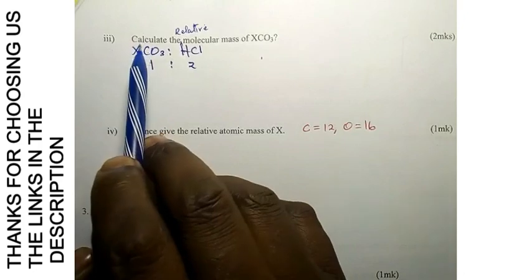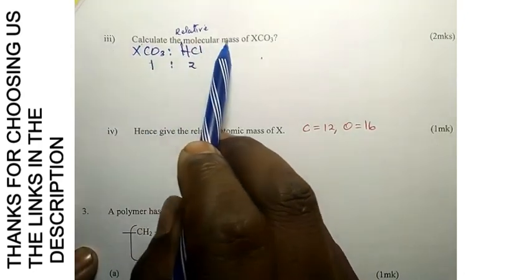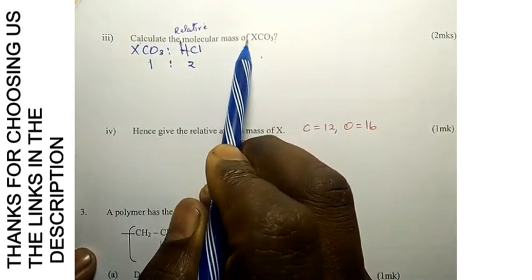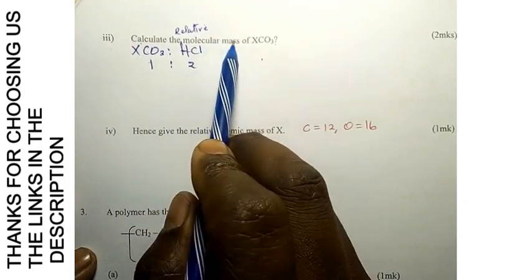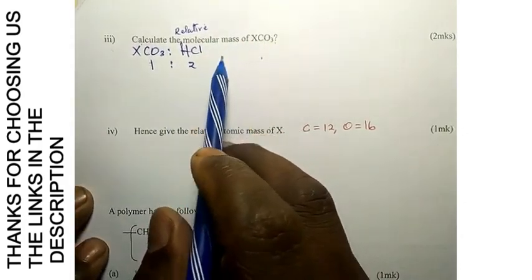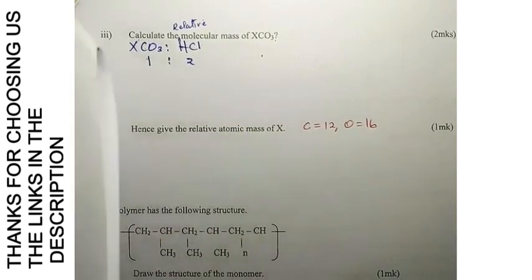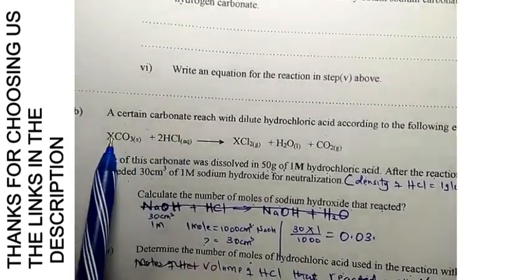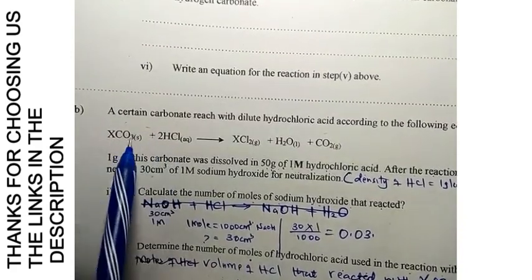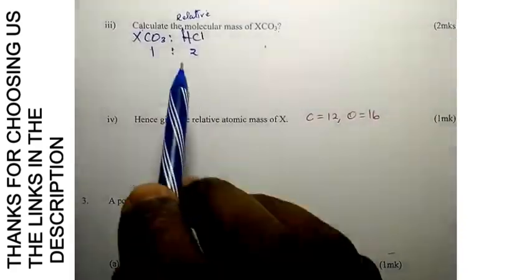Next question: calculate the relative molecular mass, RFM, of X carbonate. Now, we know the mole ratio from the equation. The ratio of the X carbonate with HCl is 1 to 2. That's what I've written here.